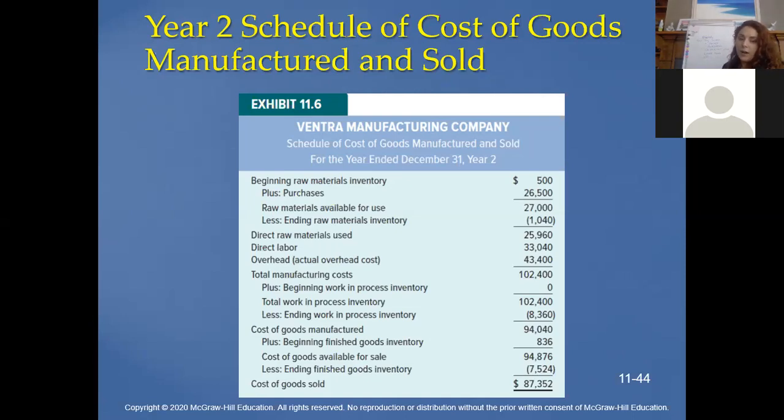Then you are going to talk about your work in process. Again, it's going to be the same formula. You're going to start with your beginning balance. You're going to add your purchases. You're going to subtract your ending balance. And that's going to give you your work in process. Okay. This is your cost of goods manufactured.